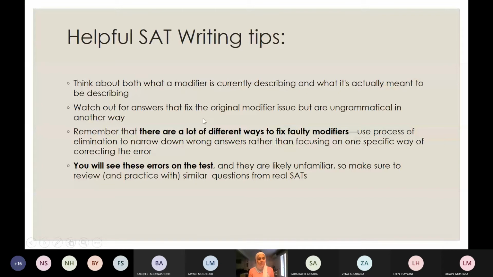Watch out for answers that fix the original modifier, so fix it to bring them both together. Remember that there are a lot of different ways to fix faulty modifiers. Use process of elimination to narrow down wrong answers. As we said, C and D are wrong. Let's focus on A and B. You will see these errors on the test, and they are likely unfamiliar, so make sure to review and practice with similar questions from previous tests.